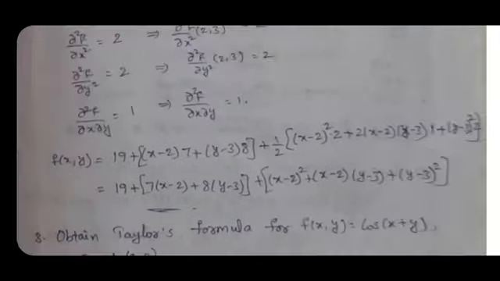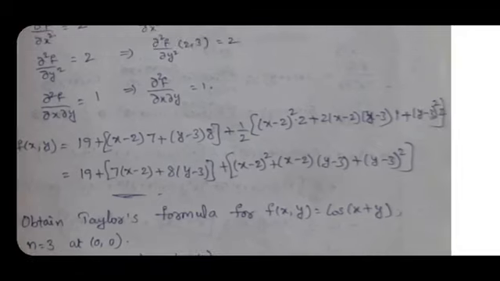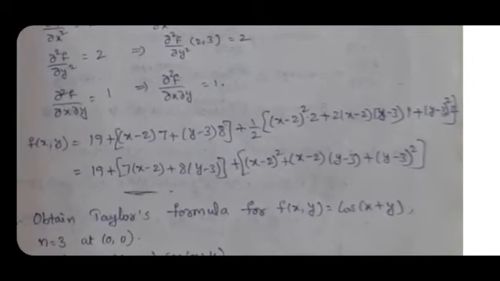So that is equal to 19 plus 7 into (x minus 2) plus 8 into (y minus 3) plus (x minus 2) whole square. Here all the terms have 2, so taking 2 common, the 2 gets cancelled. So finally we got (x minus 2) whole square plus (x minus 2)(y minus 3) plus (y minus 3) whole square. Finally we got the expansion in terms of x minus 2 and y minus 3. That is the given function expansion.